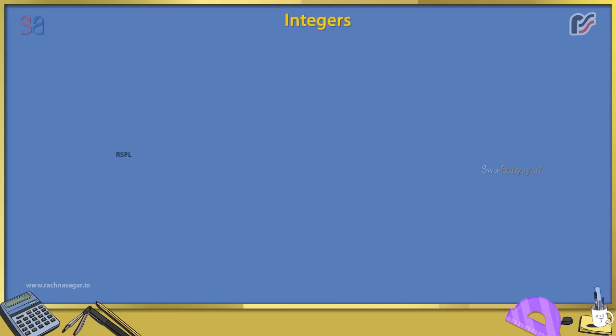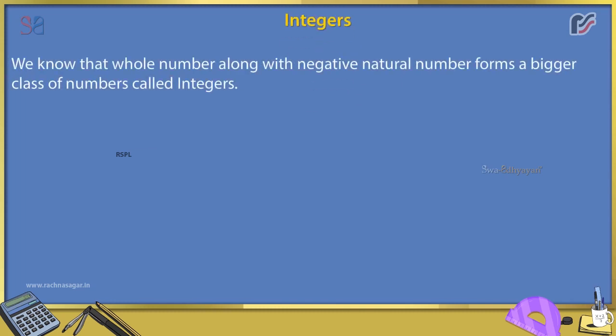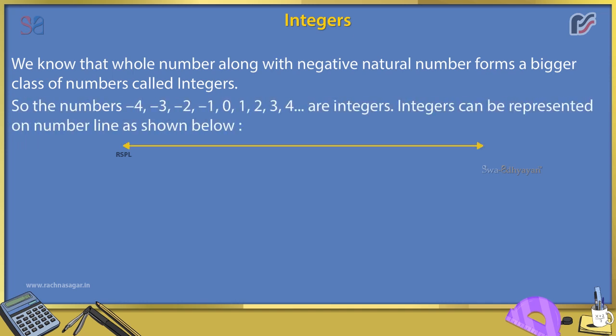Integers. We know that whole numbers along with negative natural numbers form a bigger class of numbers called integers. So, the numbers -4, -3, -2, -1, 0, 1, 2, 3, 4 and so on are integers. Integers can be represented on a number line as shown below.